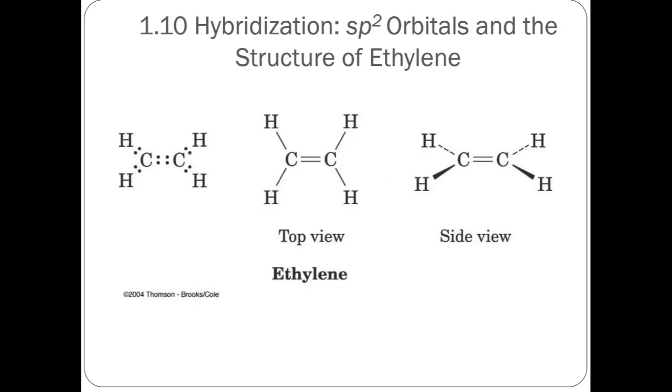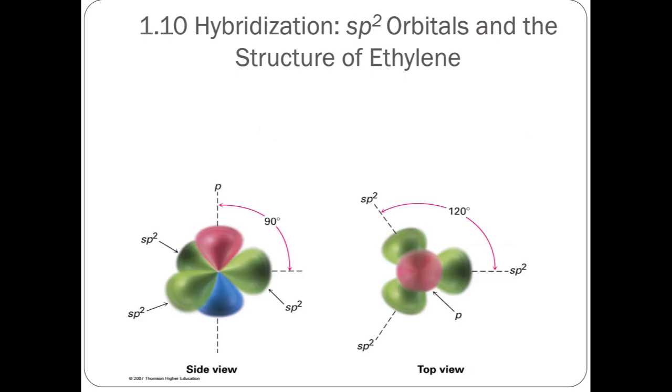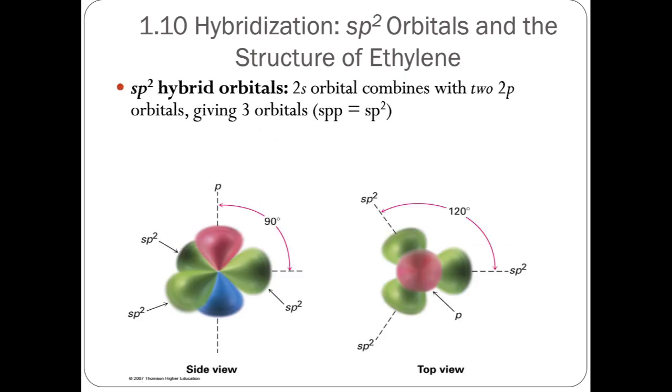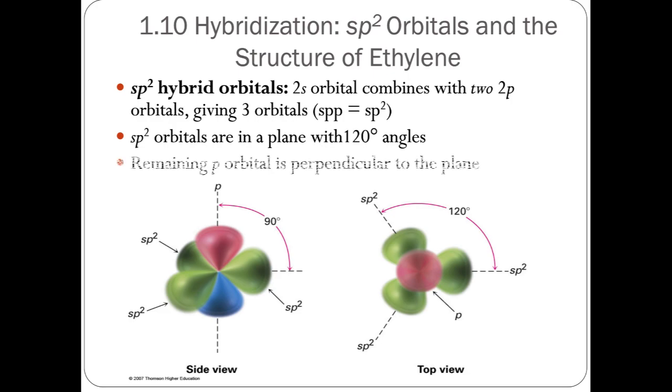sp2 orbitals and the structure of ethylene. A 2s orbital combines with two 2p orbitals, giving three sp2 hybrid orbitals. The sp2 orbitals are in a plane with 120 degree angles. The remaining p orbital is perpendicular to the plane.